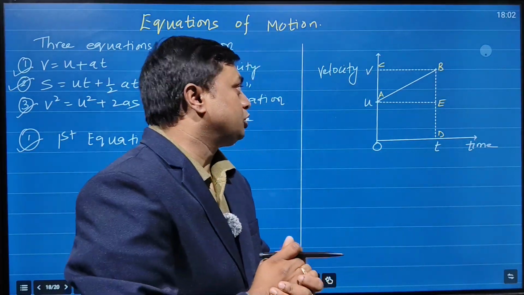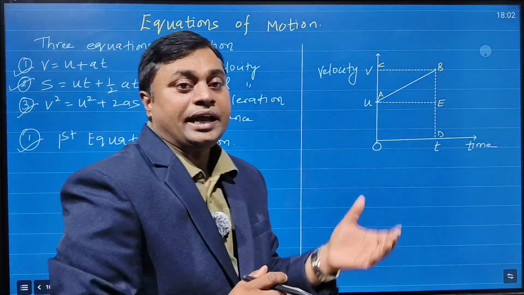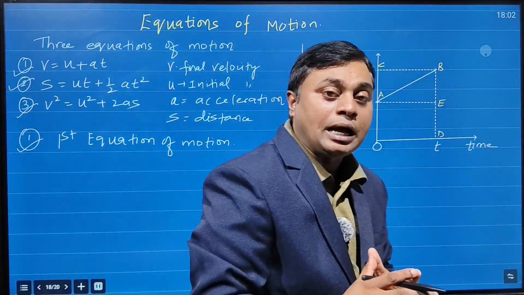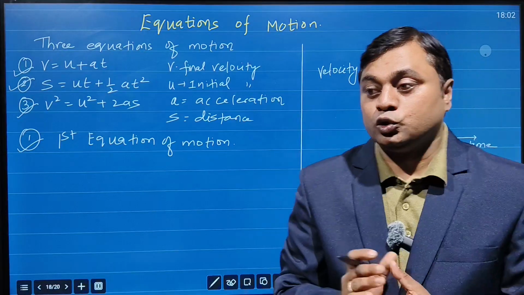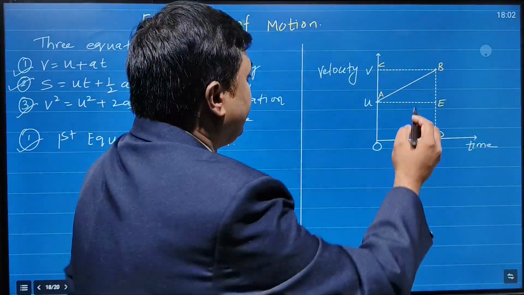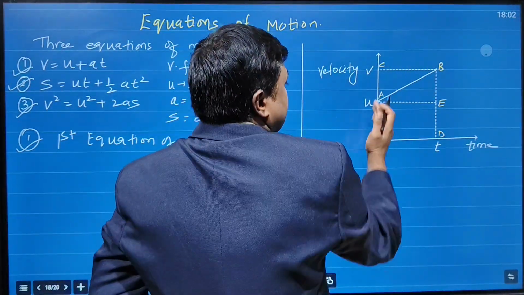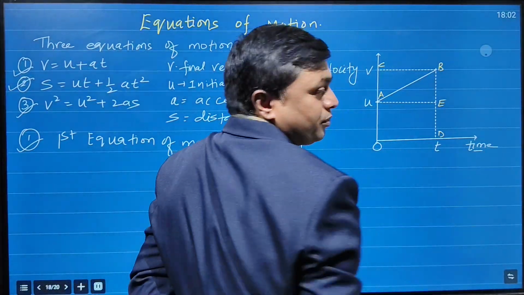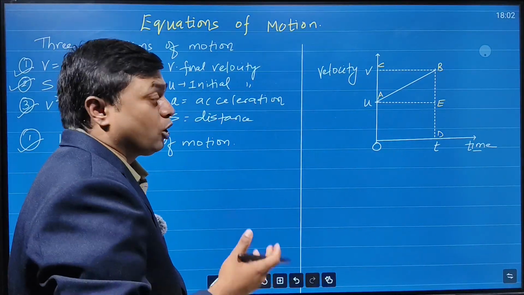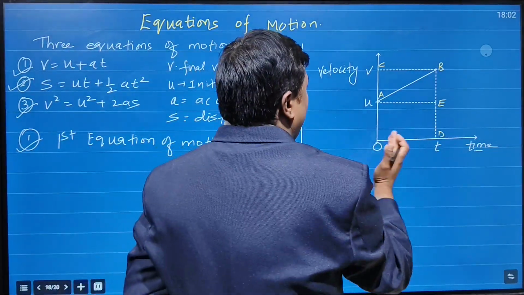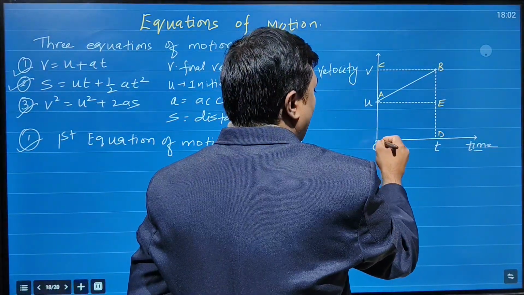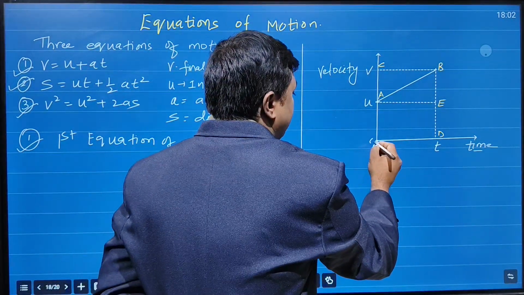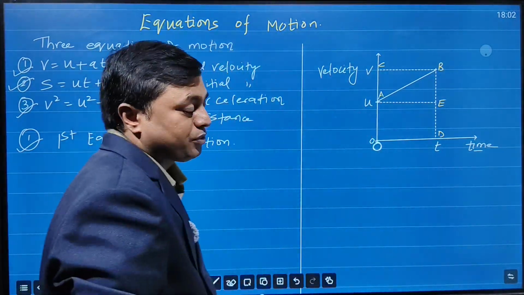To derive the first equation of motion, we have to take a velocity time graph. As we know, the slope of a velocity time graph gives you acceleration. So we have taken a slope AB, and the y axis is velocity and the x axis is time. You have learnt this in coordinate geometry: x axis, y axis, and this is the origin O.